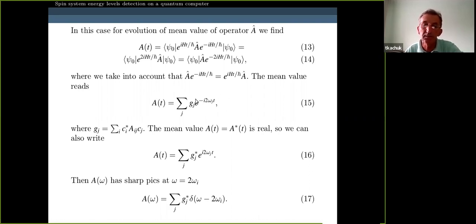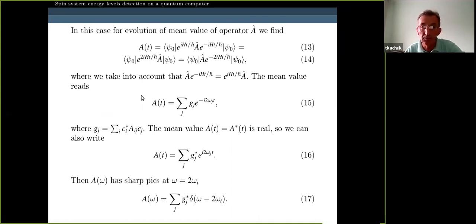As a result, you find that the mean value of the operator depends exactly on the energy levels. Here we find that this dependence contains omega, and this omega corresponds exactly to the J-th energy level. So it is very important for us because using this result and calculating the mean value of some physical quantity on a quantum computer, you find that this time dependence contains exactly the energy levels of the system, not differences between energy levels, but exactly the energy levels.